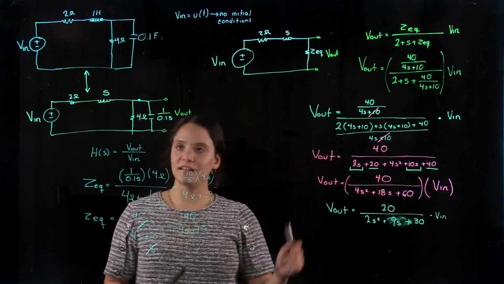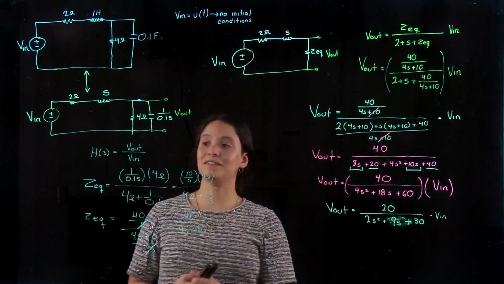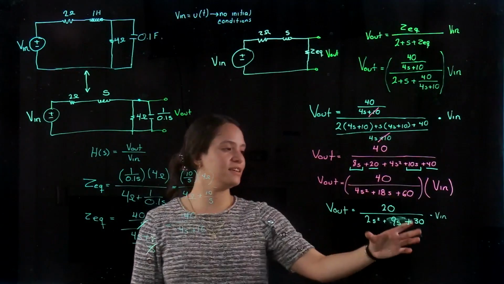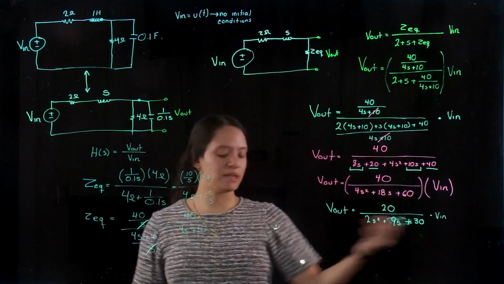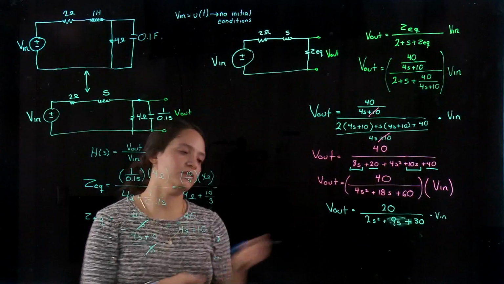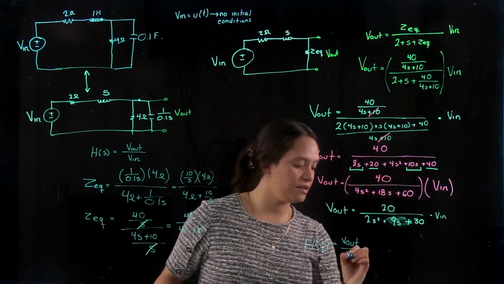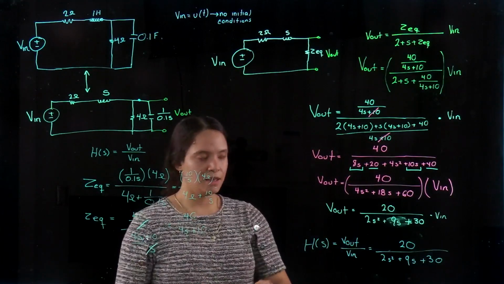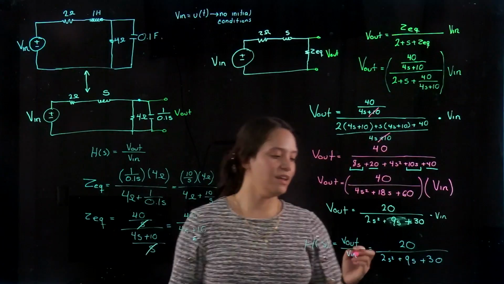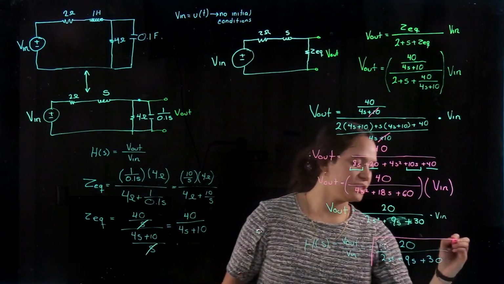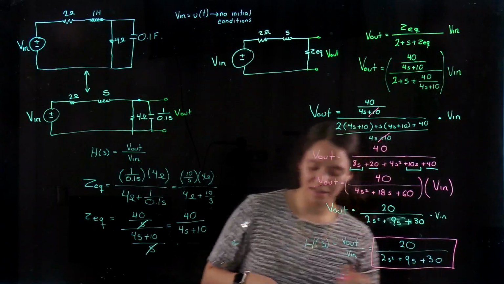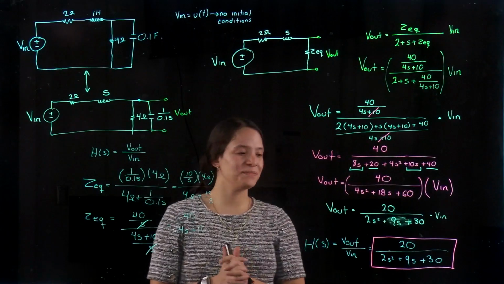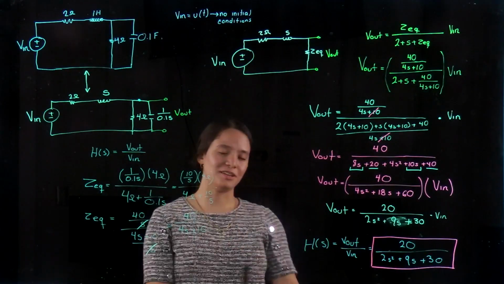So having that is going to help us to get the transfer function, which is just going to be this, because we divide V out divided by V in. And even though in the beginning it looks like a voltage divider makes it harder, it actually makes the whole circuit a little bit simpler and easier to solve. So that is the transfer function.